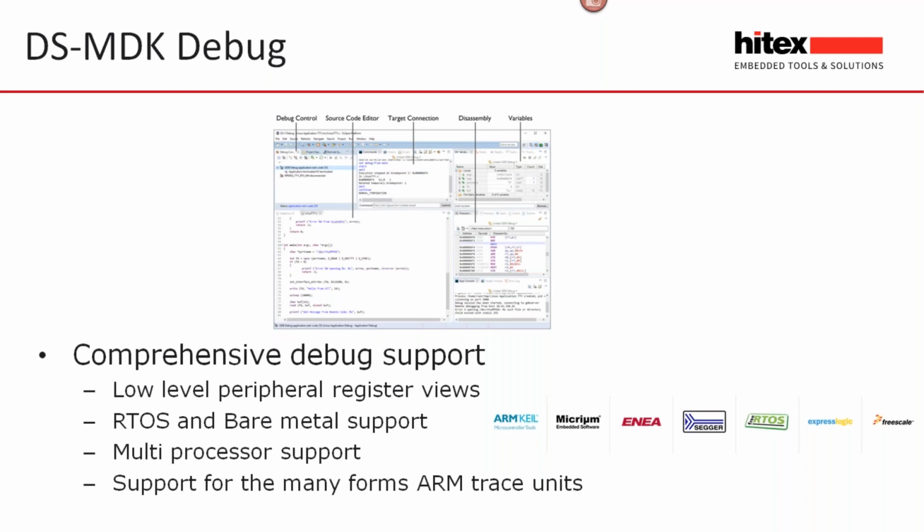And the debug provides us comprehensive debug support. It provides us a low-level view of all of the peripherals that are within our application-specific device. So again, if you're doing driver development or you are developing code on the M4 and you want to see how it's interacting with the peripherals, this is very easy. It also provides us a wide range of RTOS support for a number of different small footprint operating systems. And if we're using the DS5 and to a certain extent the Ulink Pro, we can connect to many different ARM trace units that are available within the system.